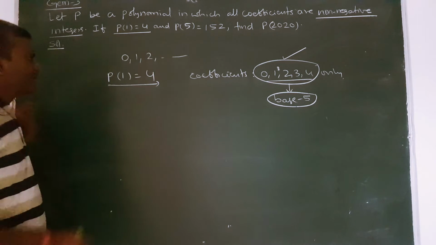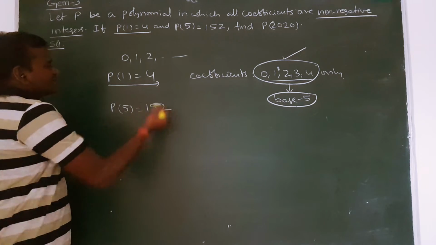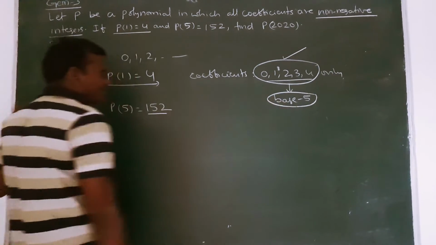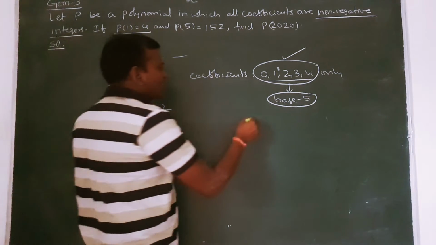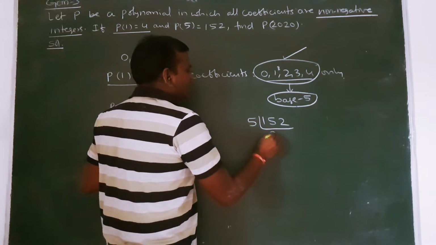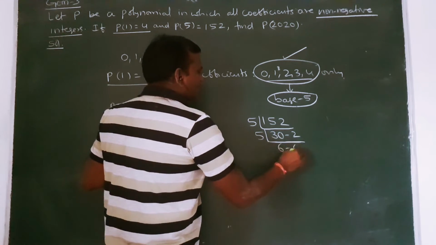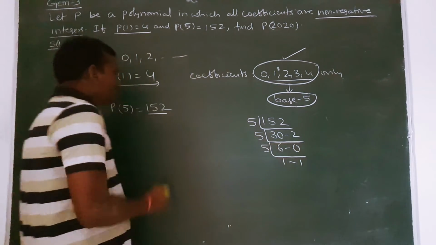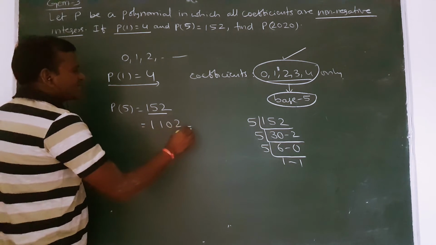So the second thing, P of 5 is equal to 152 is given. So I will express this 152 in base 5 form, so that I will get the polynomial. So 152 in base 5 system: 5 threes are 15 and the remainder is 2. Then 5 sixes are 30, remainder is 0. Then 5 ones are 5, remainder is 1. Therefore 152 can be written as 1102 base 5.